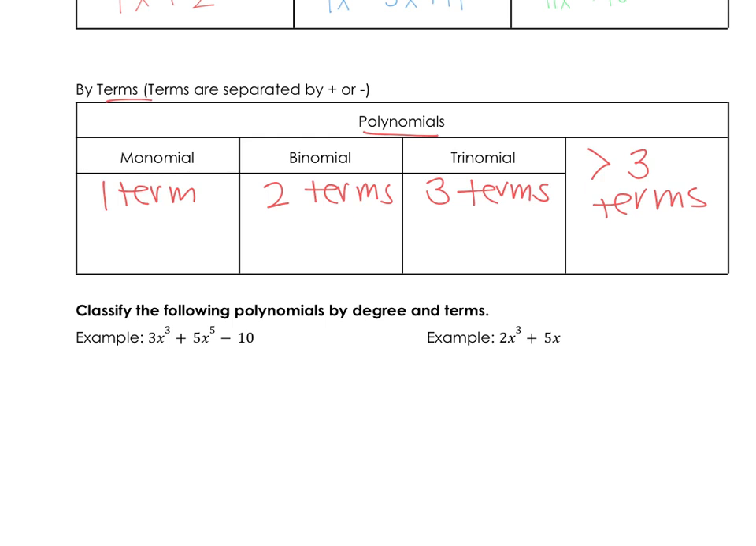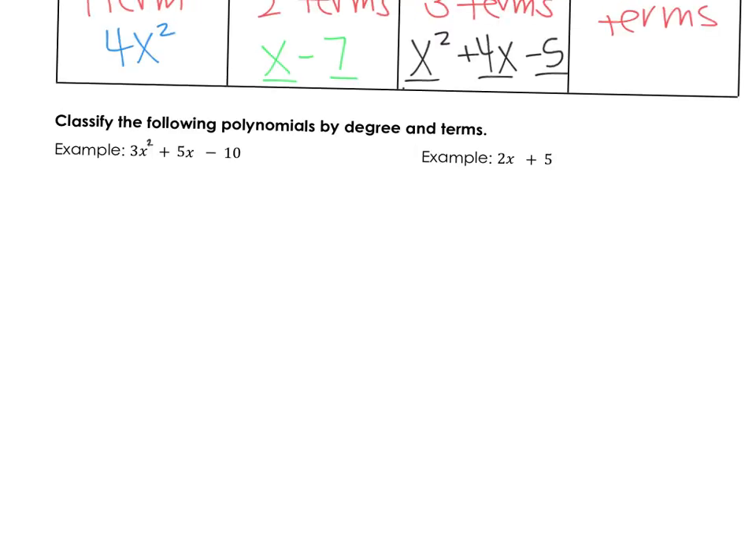So an example of a monomial could be like 4x squared, right? There's just one term there. It's not separated by a plus or minus, just one. A binomial could look like this, x minus 7. It has 2 terms, 1, 2. A trinomial has to have 3 terms, so maybe x squared plus 4x minus 5. That could be an example of a trinomial because there are 3 terms, 1, 2, 3.